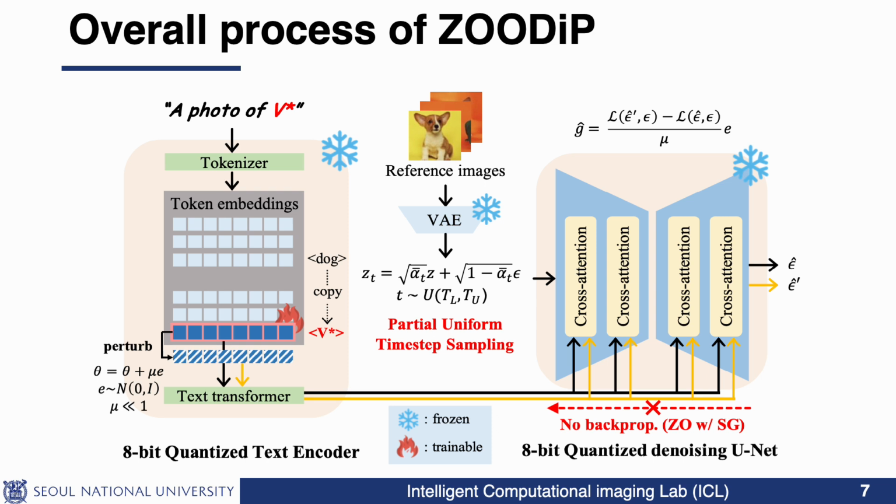This figure shows the ZOODiP pipeline. Like textual inversion, we train a token embedding to represent the subject or style. We add noise to reference images and train the model to denoise it using the text token as condition. Let's focus on zeroth-order optimization with Subspace Gradient or ZO with SG.